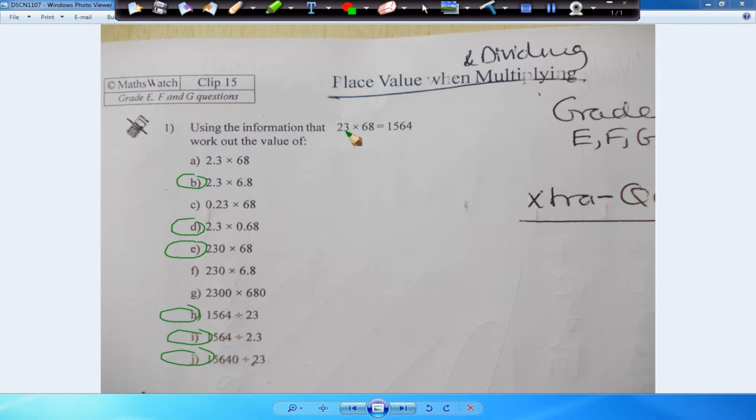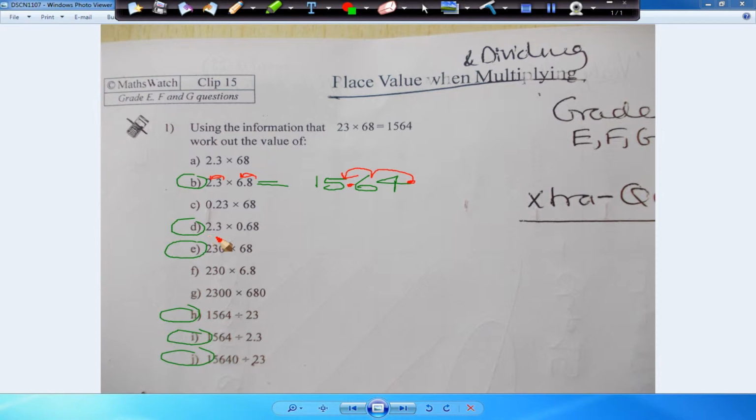Let's quickly do this question, folks. Let's do 23 times 68. We should originally get what answer? 1564. Now let's have a look at how we have changed the question. 23 became 2.3, so we made it 10 times smaller. 68 became 6.8, so we made that 10 times smaller. So we've got to make our final answer 100 times smaller. The effect of both of them. Okay? So the final answer should be 15.64.